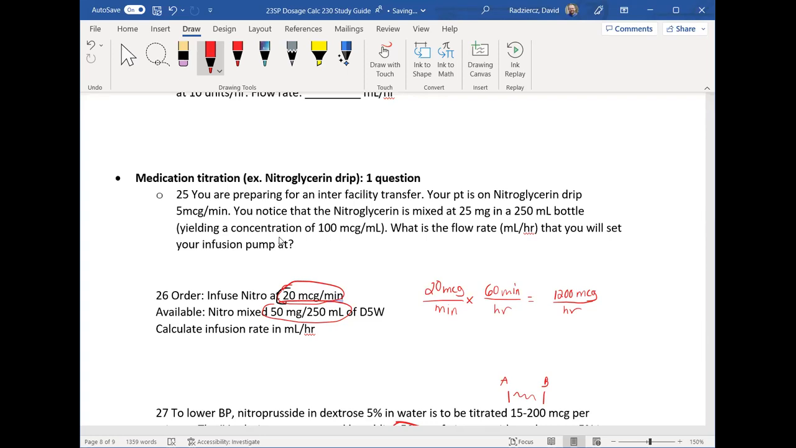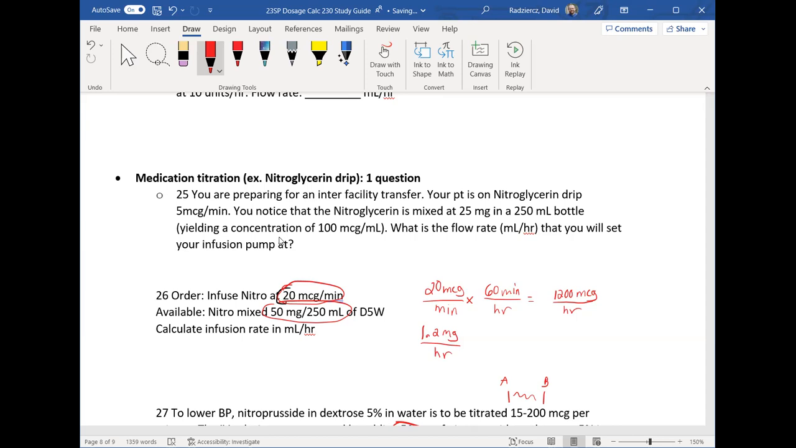Notice it says 50 milligrams. So the first thing I want to do is either convert micrograms to milligrams, or convert milligrams to micrograms. Whichever way you do it is fine. Just for simplicity's sake, I'll convert that 1200 micrograms to milligrams. I'm just moving my decimal point over 3. So I'm going to rewrite that as 1.2 milligrams per hour.